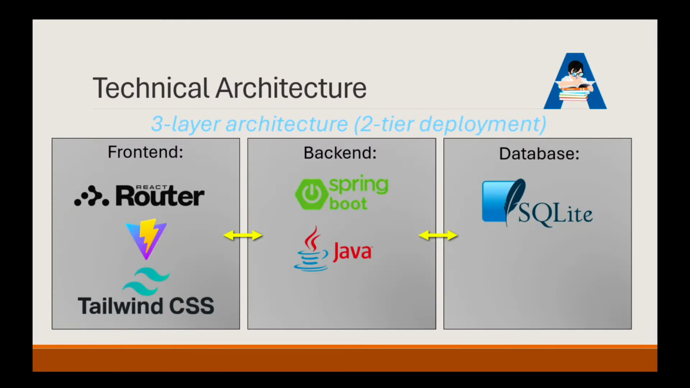Diving into the technical architecture, we'll be looking at the front-end stack first. We used React Router to handle seamless page navigation without reloads. We then used Vite to enable quick testing and hot module replacement. And lastly, we use Tailwind CSS for responsive utility-based designs.